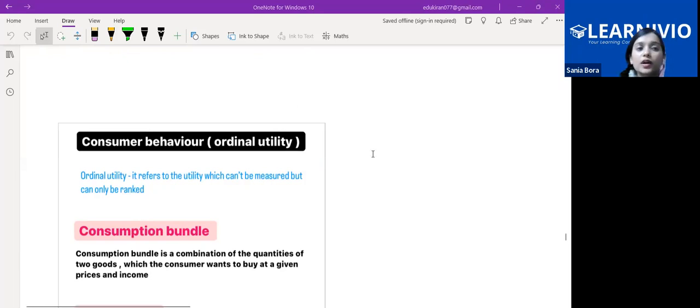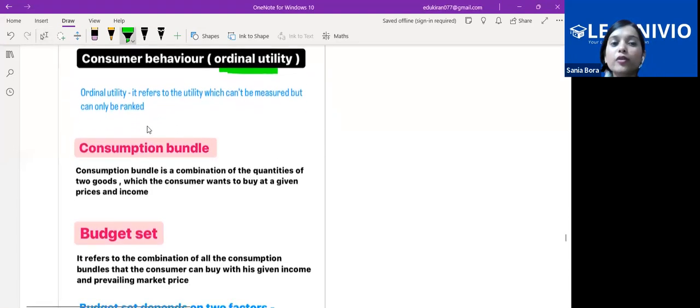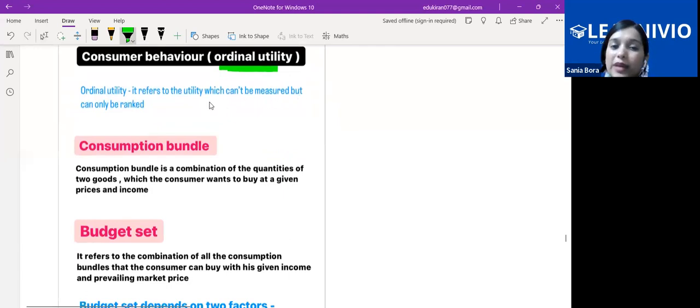So over here, we have two approaches. One is the cardinal approach and one is the ordinal approach, right? So over here, ordinal utility we will be making. Ordinal utility refers to the utility which cannot be measured, but can only be ranked.